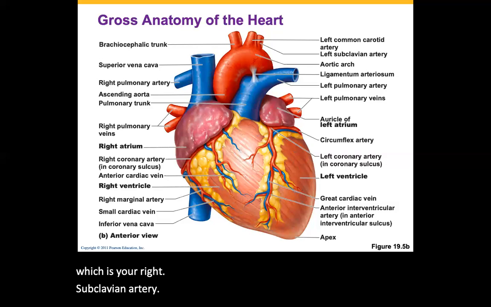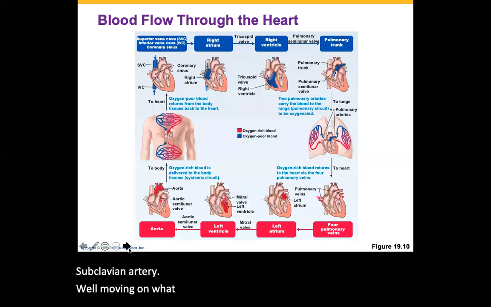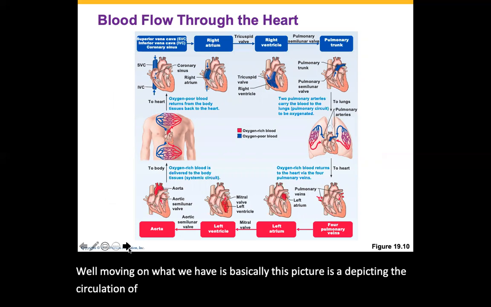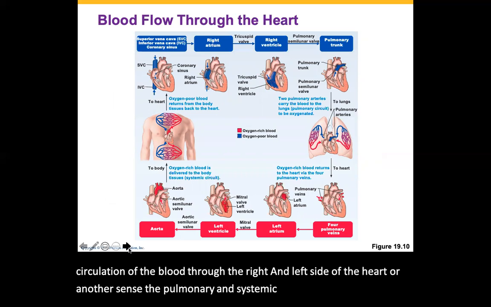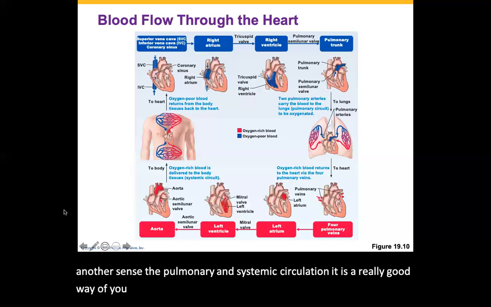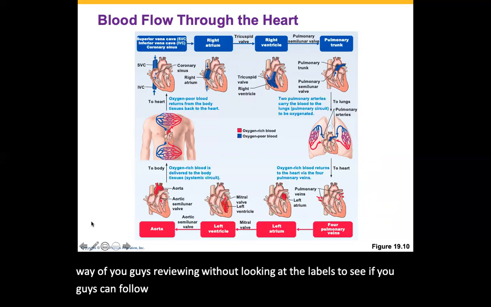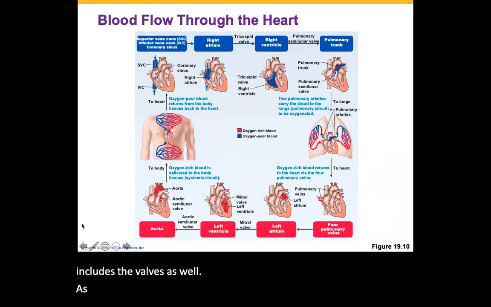Now, moving on, this picture is depicting the circulation of the blood through the right and left side of the heart, or in other words, the pulmonary and systemic circulation. It is a really good way for you to review without looking at the labels, to see if you can follow this on your own. This picture includes the blood vessels, the valves, as well as the chambers of the heart. So let's go ahead and get started.